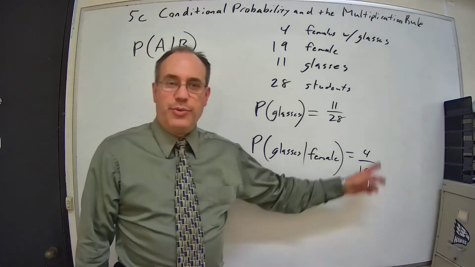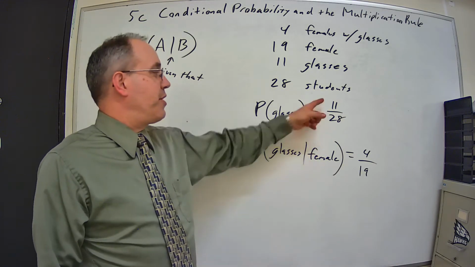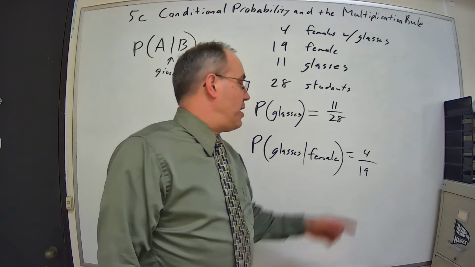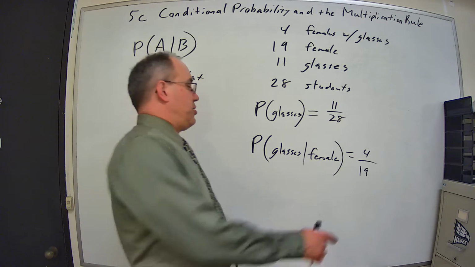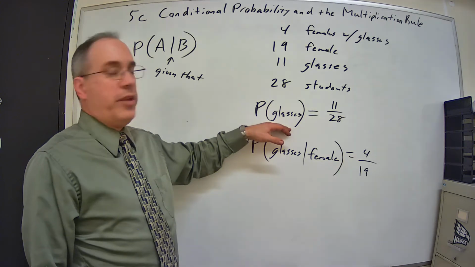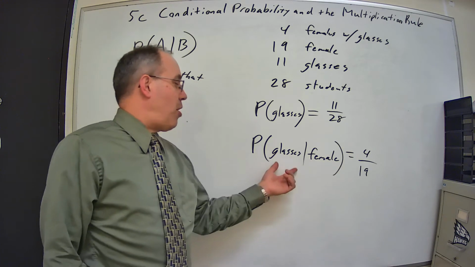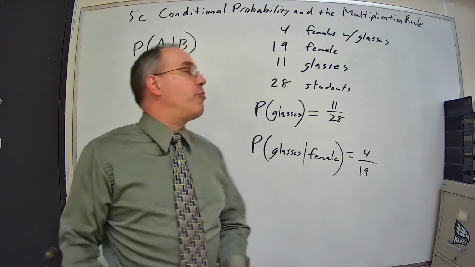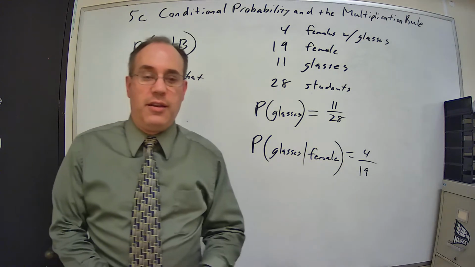And I shouldn't have to plug this in my calculator to show you that it's different. You got 11 out of 28, that's a little over a third, and you've got 4 out of 19, that's less than a quarter. So obviously 2 different probabilities, but this is an unconditional probability. We just want to know the probability that we select someone who's wearing glasses. This is a conditional probability. We want to know the probability that we select someone who's wearing glasses given that we selected a female. We have that additional information which moved us from 11 out of 28 to 4 out of 19.